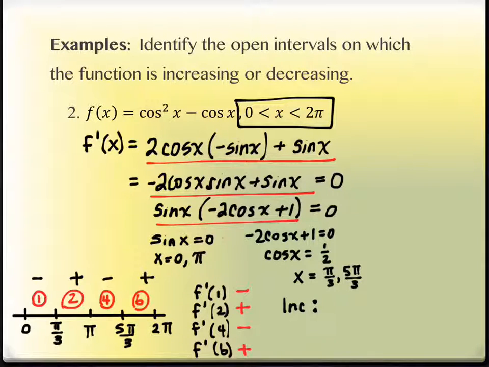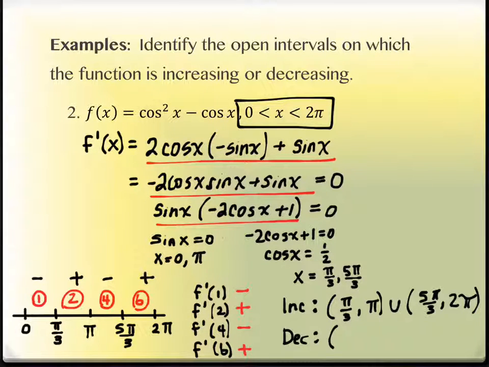Pi over 3 till pi. Union what? Five pi over 3 to 2 pi? Is that right? And where is it decreasing? 0 to pi over 3, right? And then again from what? Pi to 5 pi over 3.